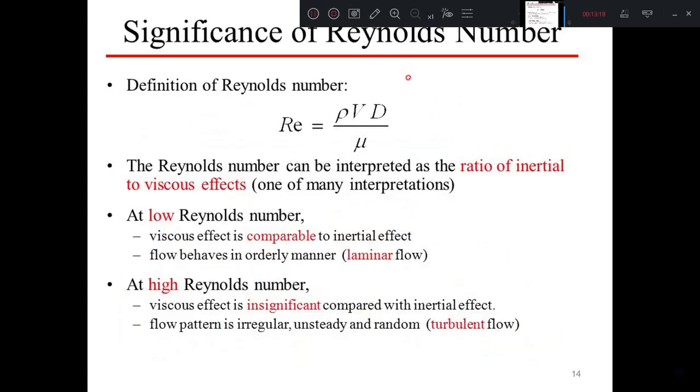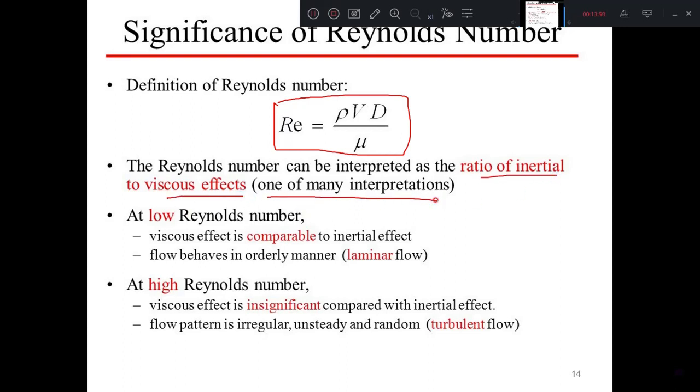So the significance of Reynolds number, as we know, is used to identify the type of flow through pipes, whether laminar or turbulent. The definition of Reynolds number: it is a ratio between the inertial and viscous forces. When we simplify that equation, we get rho V d by mu. So the Reynolds number can be interpreted as the ratio of inertia to viscous effect.